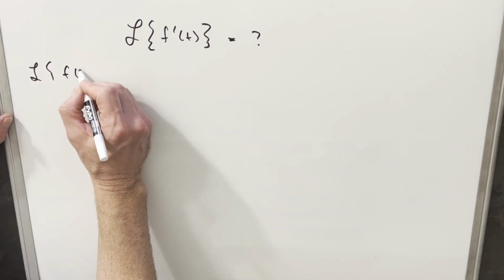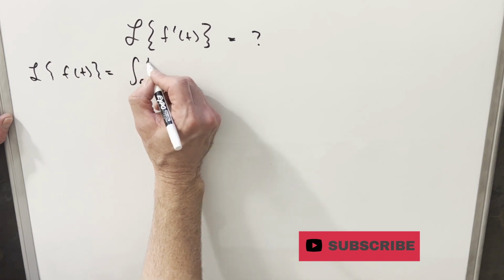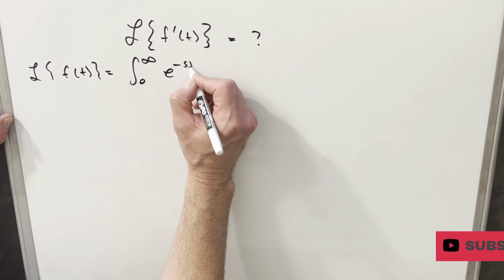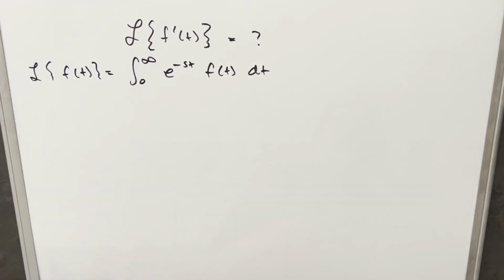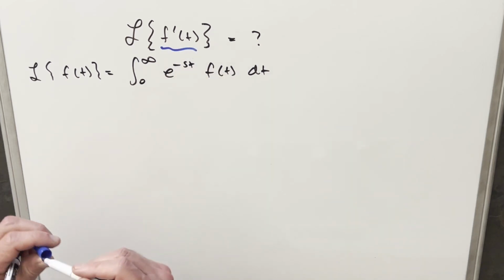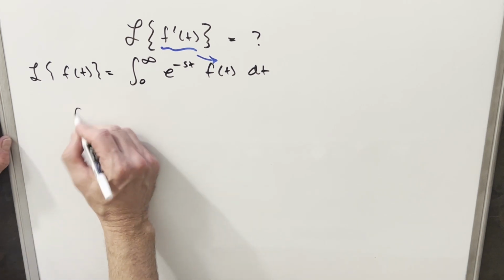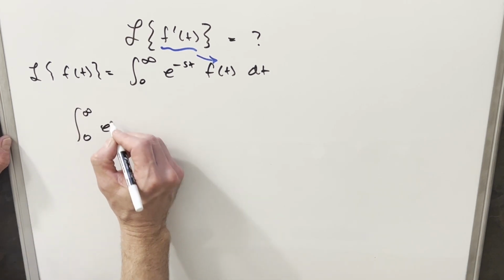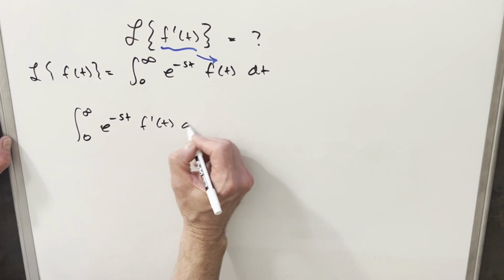So the Laplace Transform of f of t is going to be just the integral from 0 to infinity e minus st f of t dt. And so in the case of our problem, the f of t, what we're really using is f prime of t. So we want to substitute that back in here. So for our problem, we're going to have this integral from 0 to infinity e minus st, and this is going to become f prime of t.